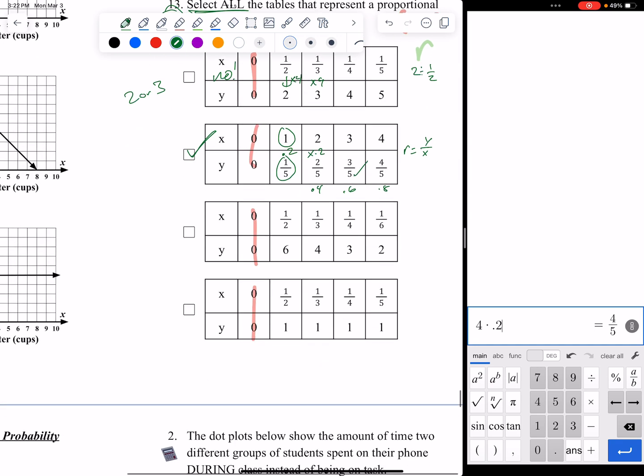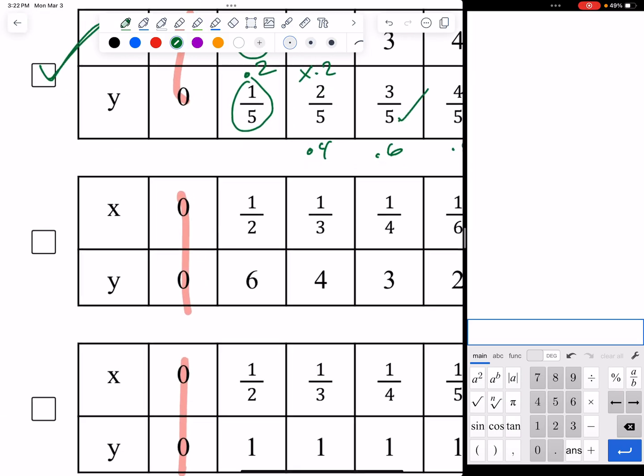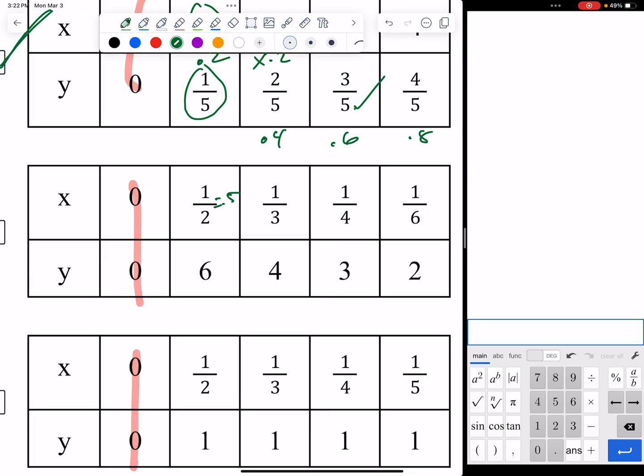All right, here's my next one. 6 divided by 1/2. And I'm going to remember that 1/2 is equal to 0.5. That makes it a lot nicer to type in. So 6 divided by 0.5, and that's 12. So 1/2 times 12 equals 6, okay? Then I get 1/3 times 12, and that equals 4. Yes, so that worked out.